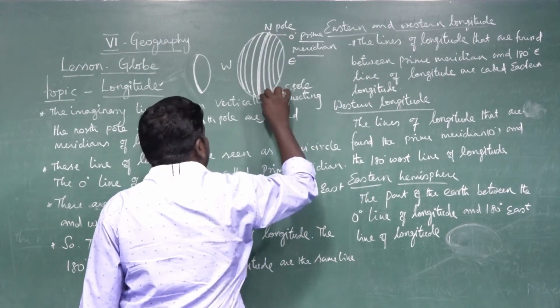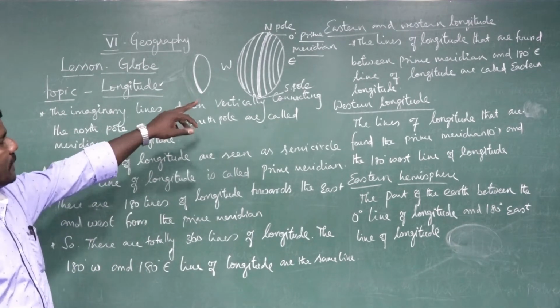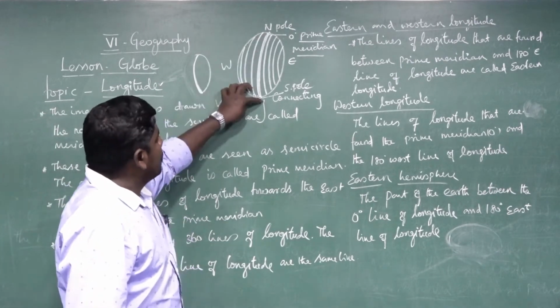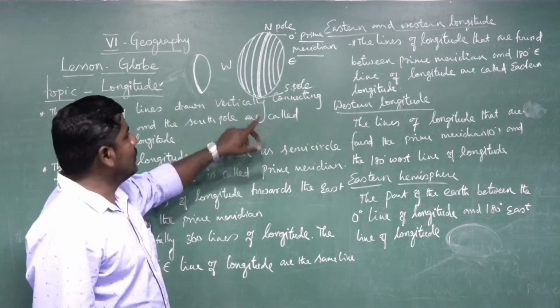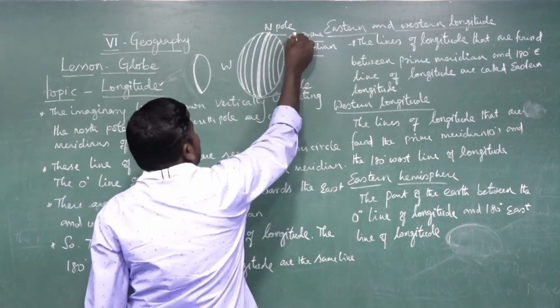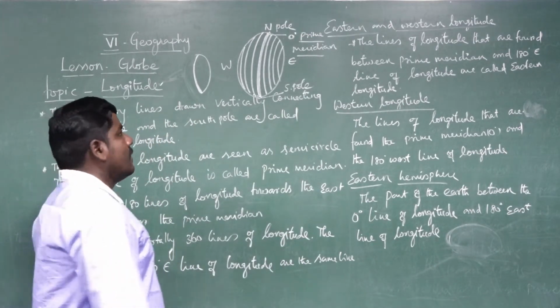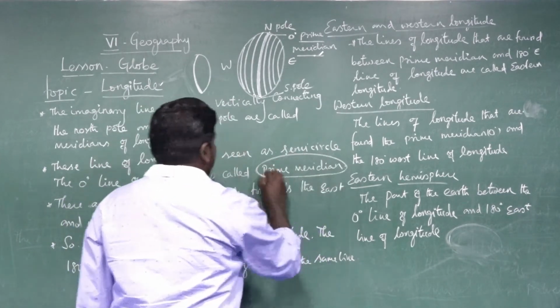The imaginary lines drawn vertically, connecting the north and south poles, look like a semicircle. In these semicircle lines, the 0 degree line of longitude is called the prime meridian.